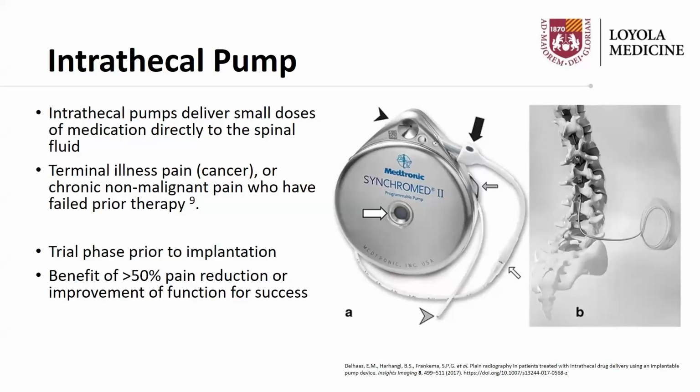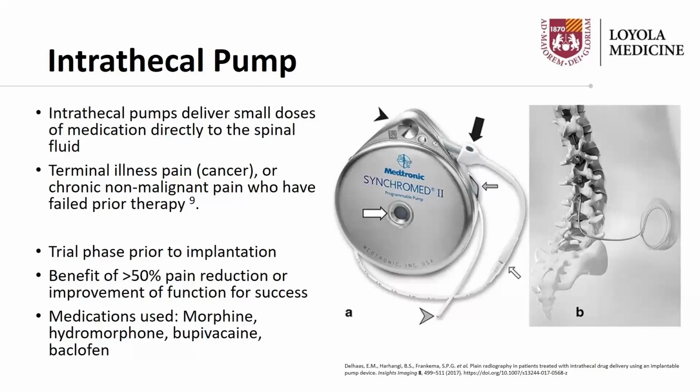So the placement of these devices consists of a trial phase prior to implantation. They use an intrathecal infusion catheter, and infusion of the medication should provide a benefit of at least 50% pain reduction or just general improvement of function for successful placement. Typical medications used are morphine, hydromorphone, bupivacaine, baclofen, but there can also be others that are used as well.